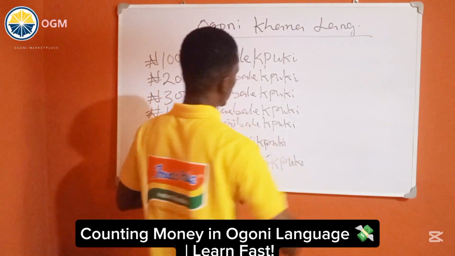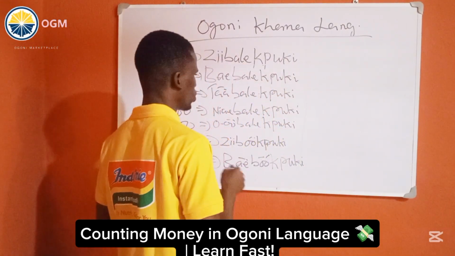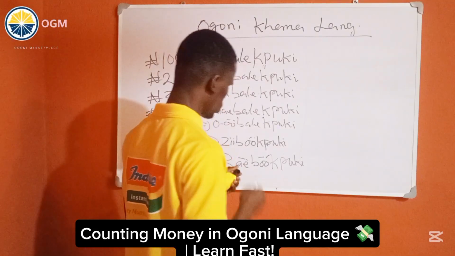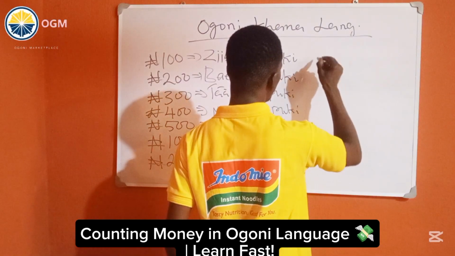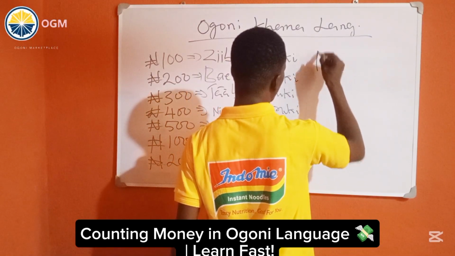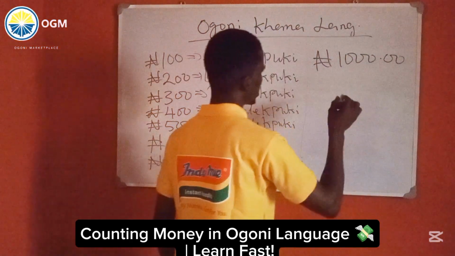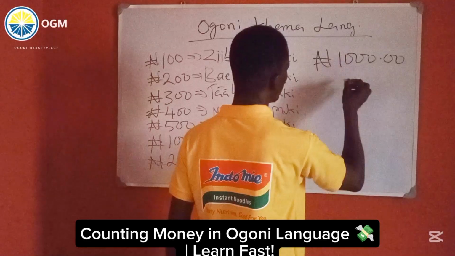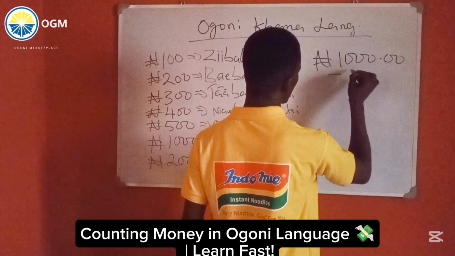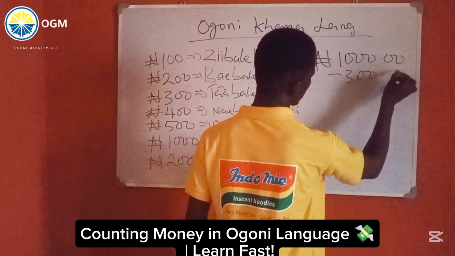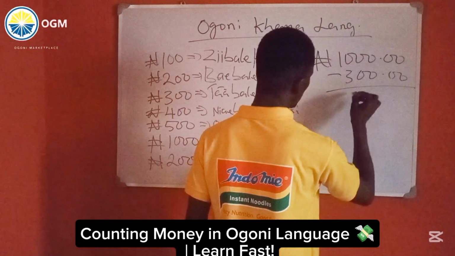So let's do some simple calculation in pure Ogoni language on how to calculate money in case you go to the market and get some stuff for yourself. So for instance, you give someone 1,000 naira, and you get goods of maybe 300. Your exchange here will be 700, right? Your exchange will be 700 naira.